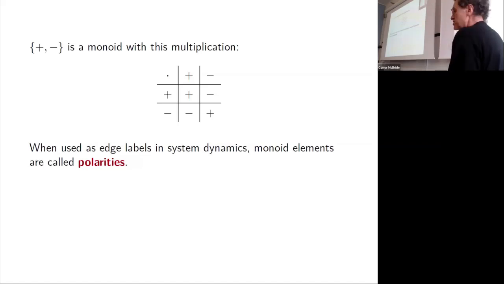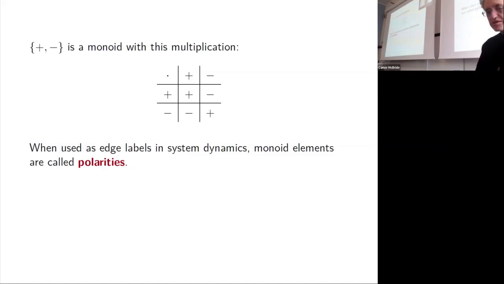But anyway, mathematicians call this little monoid the abelian group Z mod 2, but here I'm thinking of it in a more multiplicative way, so I'm writing it as plus and minus. And so these are the basic edge labels in system dynamics. They sometimes call the elements of this, or maybe other monoids, polarities. Polarities indicating the idea of polar opposites, plus and minus. So that's where the term polarities comes from in my talk.